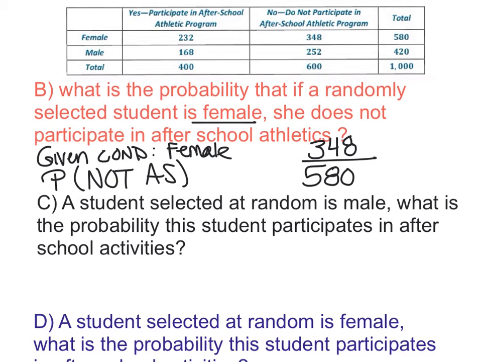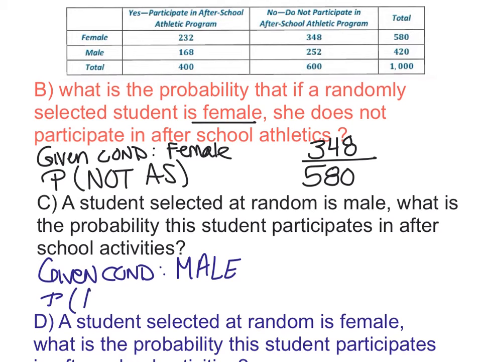Let's try C. A student selected at random is male. What is the probability this student participates in after-school activities? Okay, so what's given? The given condition is that you had to be a male student. The probability they're asking about is that you participate in after-school activities.